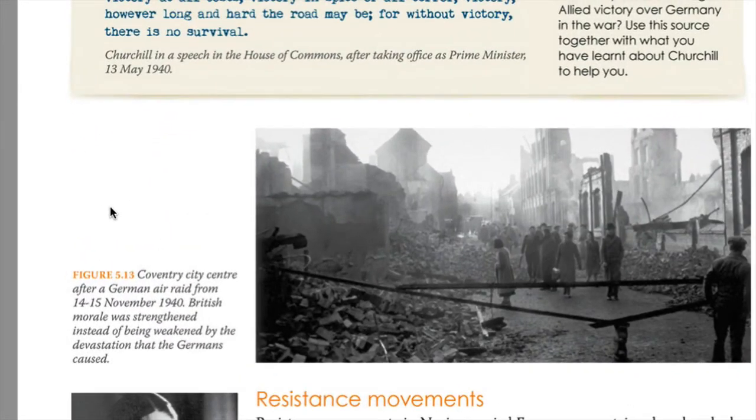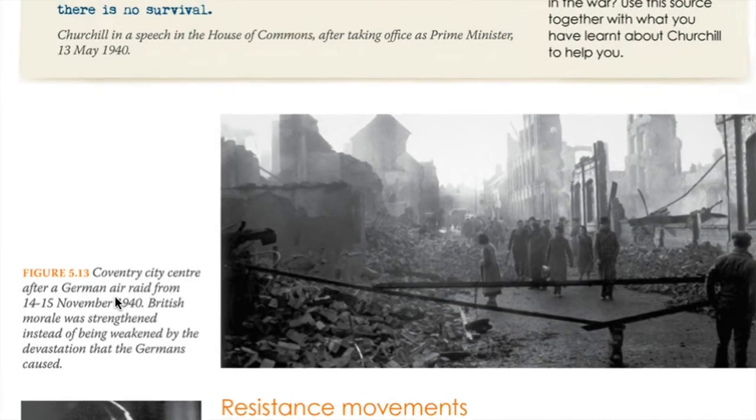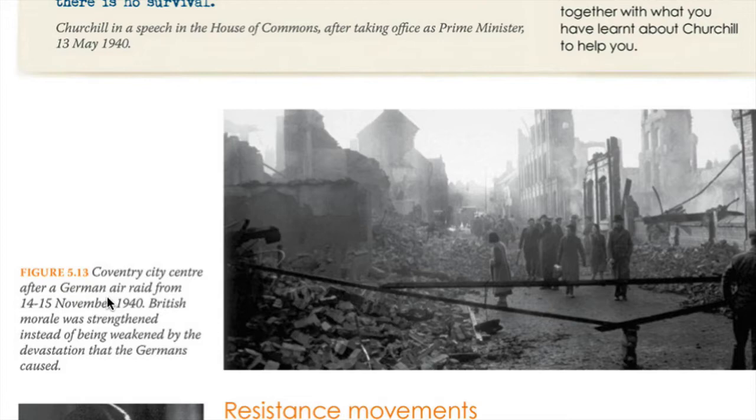Okay, now we have a picture of a British city after it has been bombed, after suffering a German air raid. Okay, so if you can see, it's quite horrible, and I have no idea why their morale was strengthened. They must be very strong people.